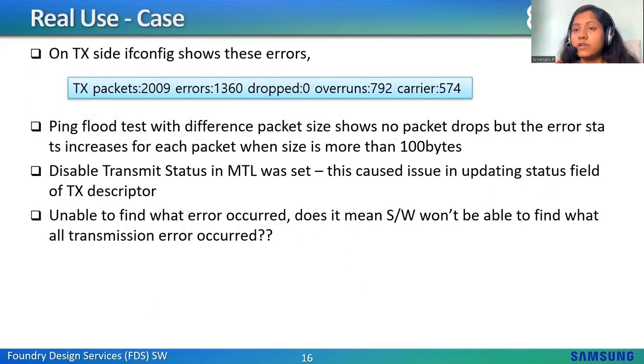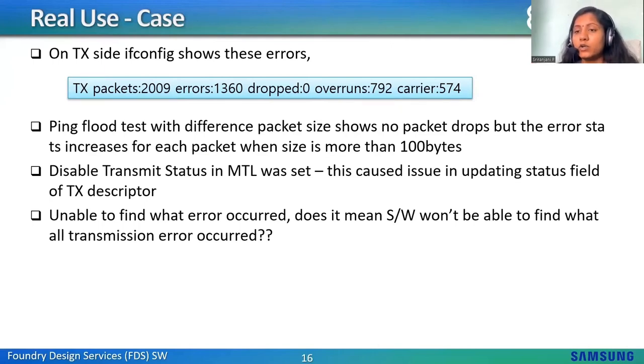So we saw our implementation, what we have done in the kernel space and the user space to get the MMC register details. What made us implement this? While working on the Ethernet IP, one time we faced an issue where ifconfig showed errors on the TX side, but the ping flood test with different packet sizes showed no packet drop, and the error count was increasing when the packet size was more than 100 bytes.